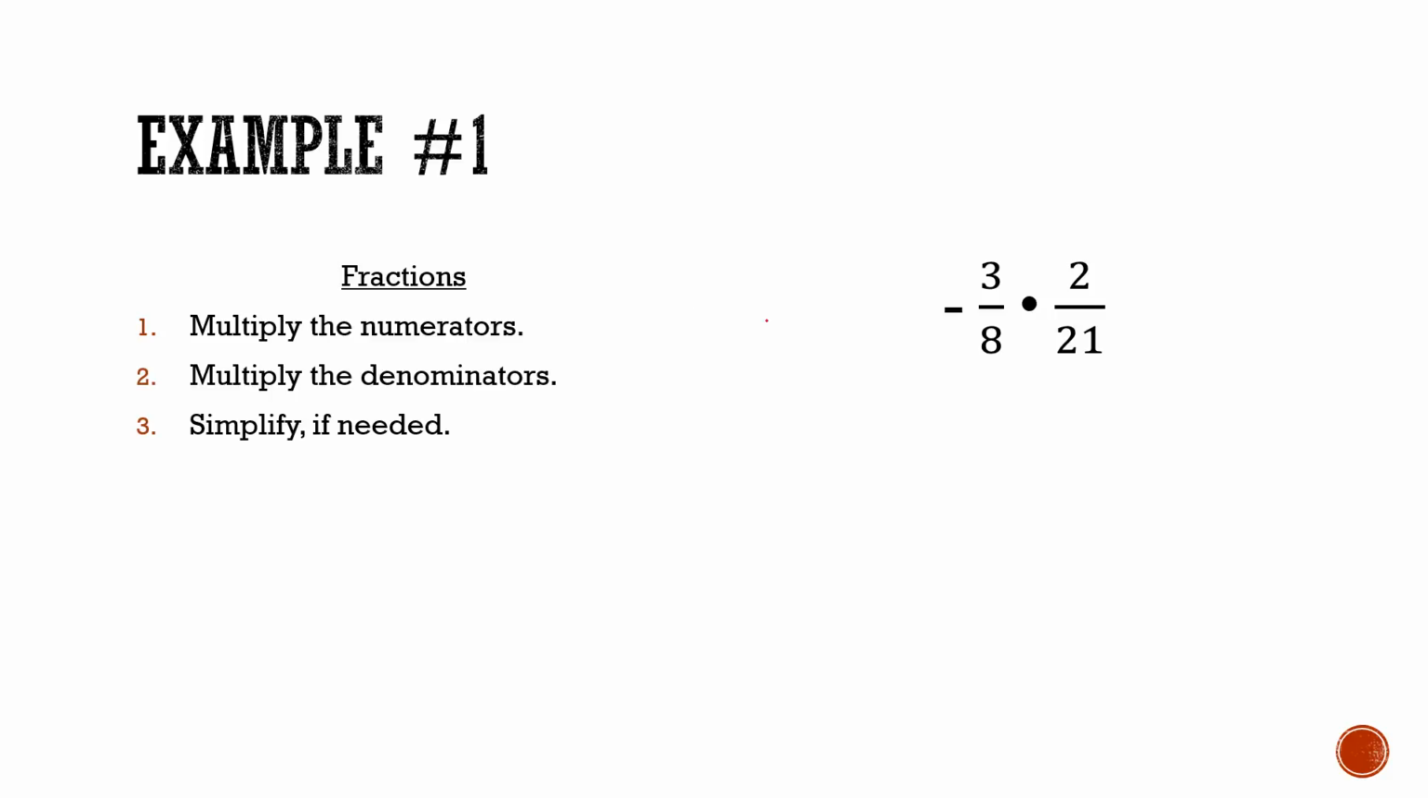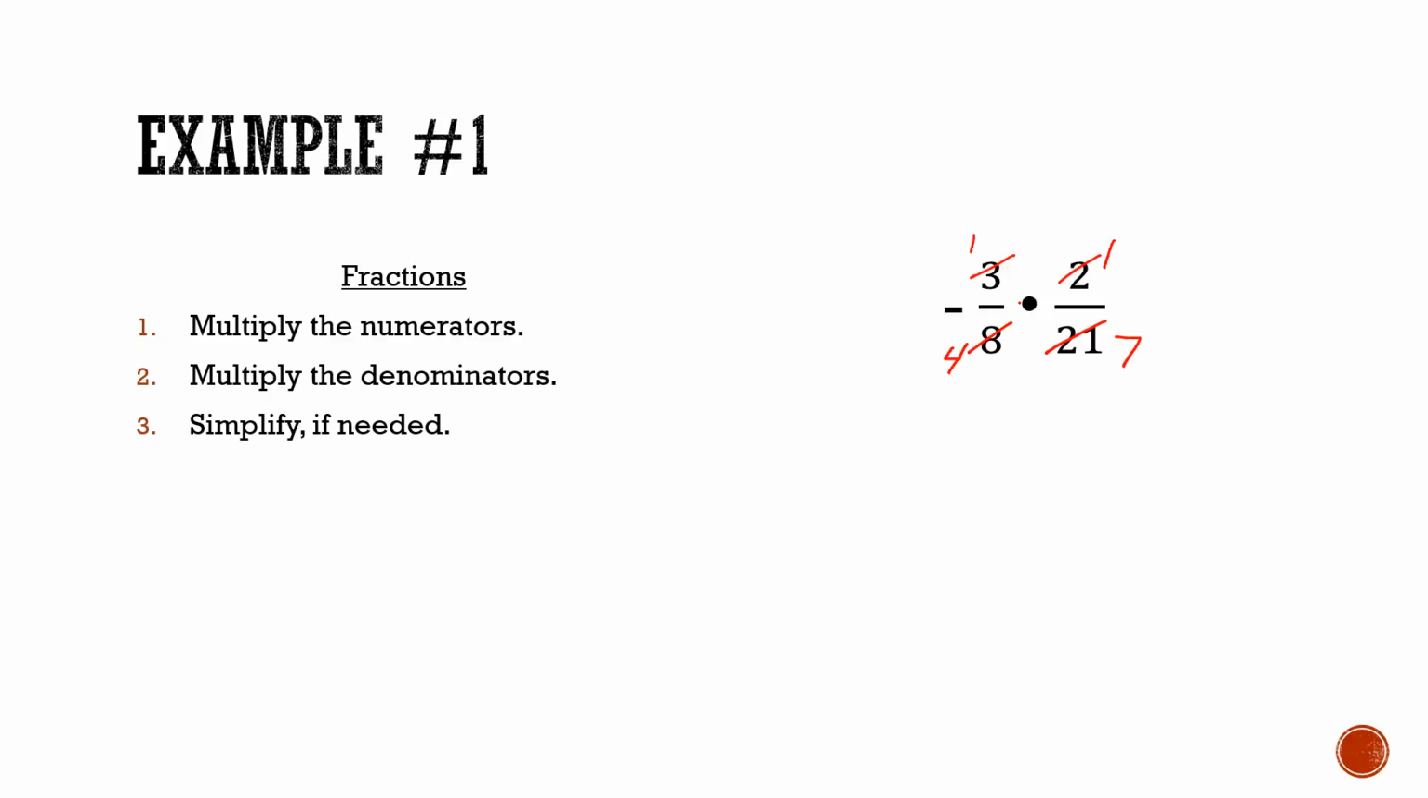But if you want, you can also do a process called cross-canceling. Cross-canceling is where you take the numbers that are opposite of each other and see if they can both be divided by the same number to make it smaller. So for instance, 3 and 21 can both be divided by 3. 3 divided by 3 is 1, and 21 divided by 3 is 7. In the same way, both 2 and 8 can be divided by 2. 2 divided by 2 is 1, and 8 divided by 2 is 4.